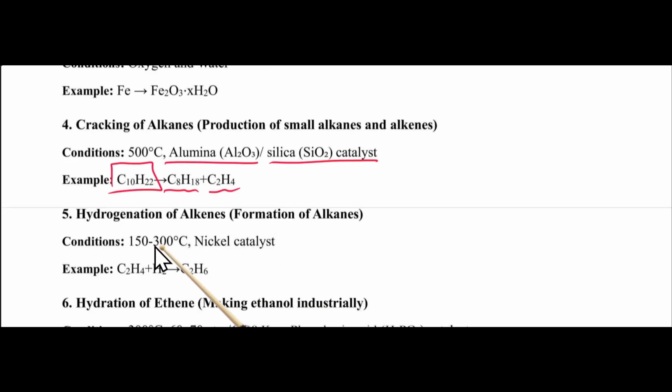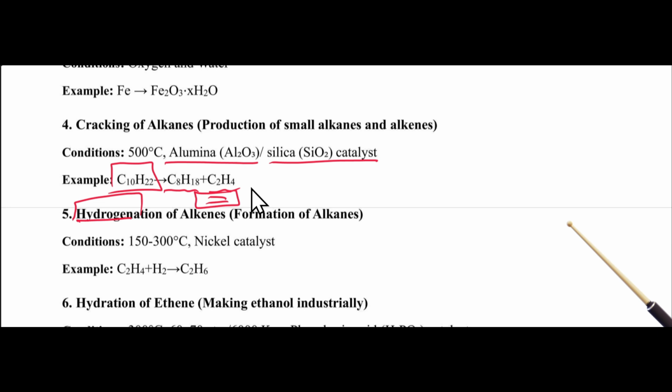Fifth, hydrogenation of alkenes. Most of these conditions are from the organic chemistry topic, right? Chapters 18, 19, and 20. So let's see now number 5, hydrogenation of alkenes. Hydrogenation means the addition of hydrogen, not water. If it is hydration, then it is actually the addition of water. But this is hydrogenation, meaning the addition of hydrogen to the alkenes. Alkenes are the double bond homologous series of the hydrocarbons. They contain the double bond. This is the functional group of alkenes.